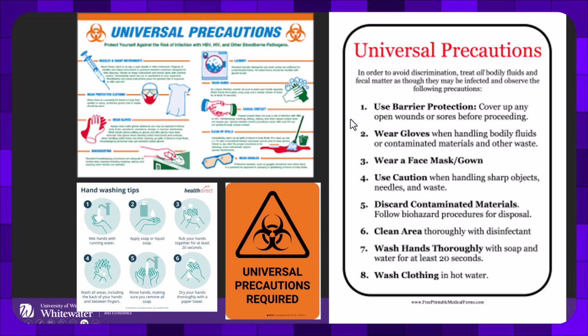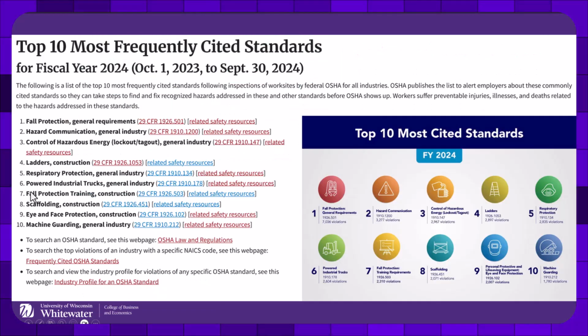I talked about universal precautions. Treat all blood and bodily fluid as infected and you should be okay. You should know how to wash your hands by now. Keep your fingers out of your mouth. Use barrier protection, wear gloves, wear a face mask and gown, use caution, discard contaminated materials, clean the area properly with a disinfectant, which is either listed as a disinfectant or a 10-to-1 ratio of water to bleach is also a good disinfectant. Wash your hands thoroughly for at least 20 seconds. Wash clothing with hot water.